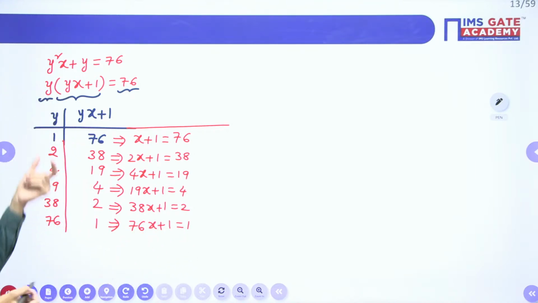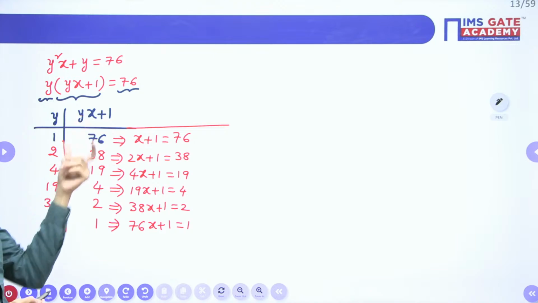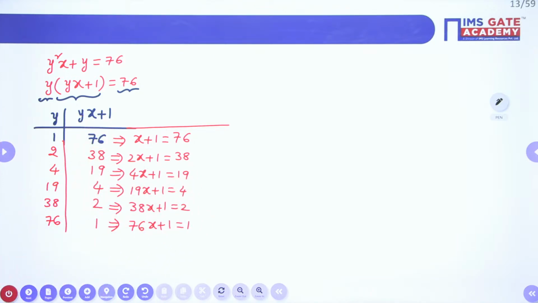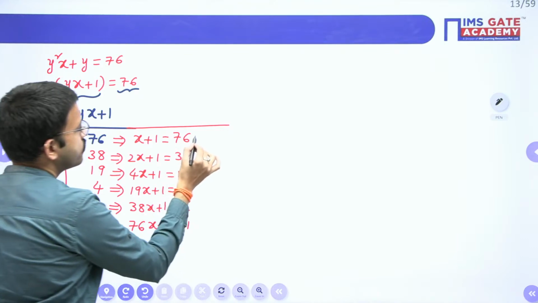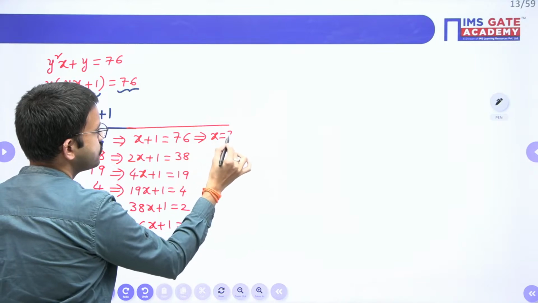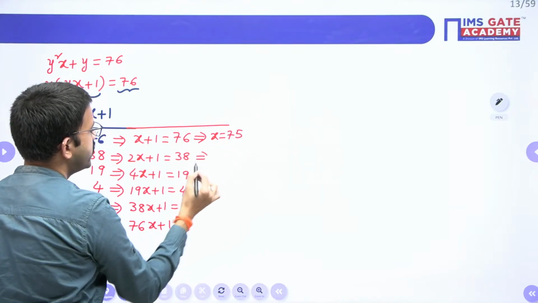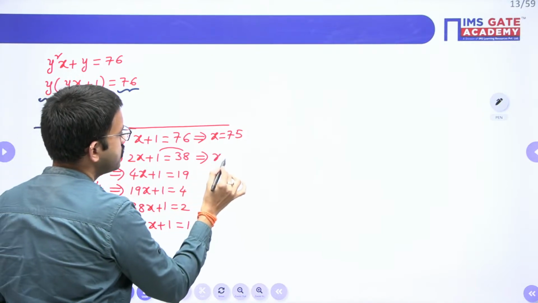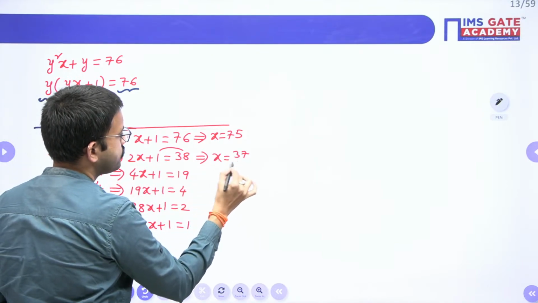See, it is very simple. Whatever the y value is, I just substituted here, and the resultant value I got, I just equated. Now from here, what are the x values you will get? x equals 75. Now regarding here, 38 minus 1, 37 by 2. So x equals 37 by 2.